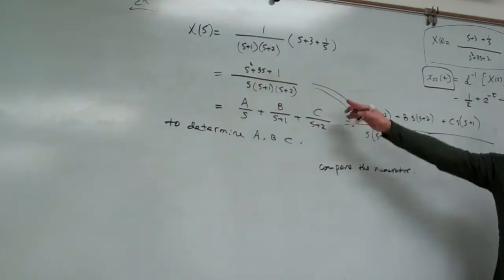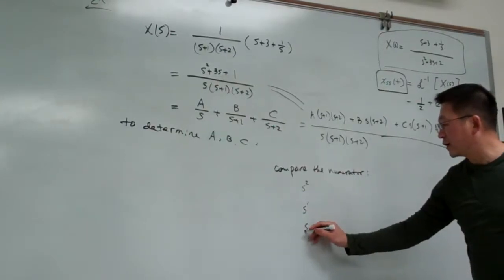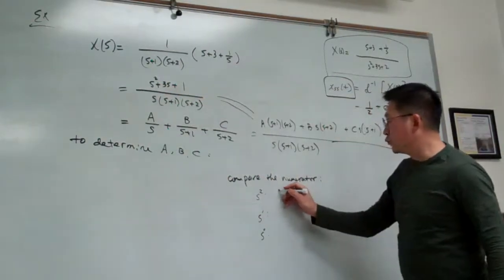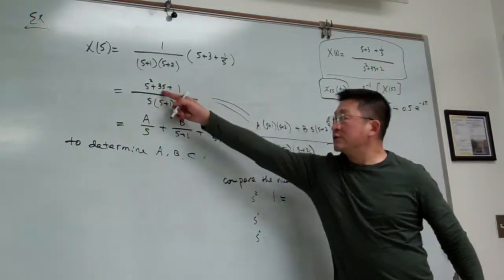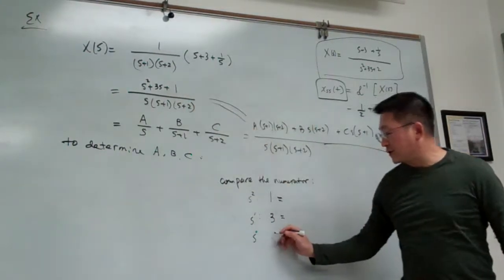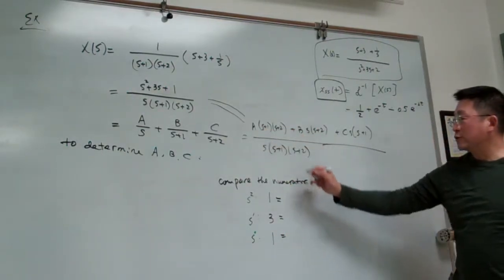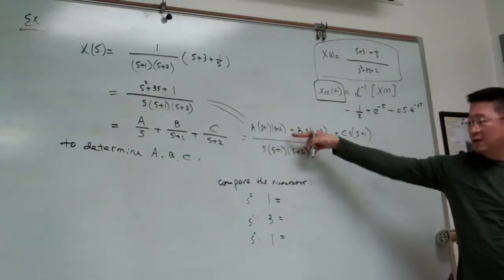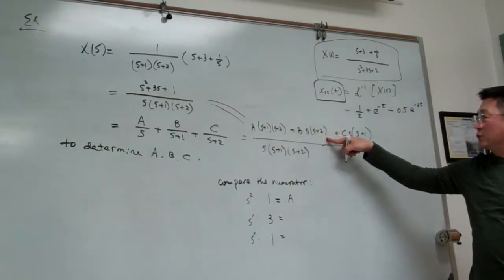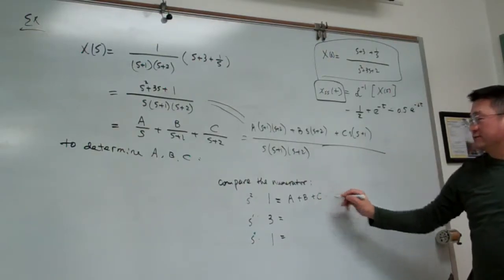The numerator is a polynomial of the second degree, so S squared, S to the 1, and S to the 0. From this term, the coefficient of S squared equals 1. From this term, the coefficient of S to the 1 equals 3. From here, that coefficient equals 1. On this side, the square term: if you expand this one, that will contribute A to the S squared term. You expand this one, that will contribute B. If you expand this one, that will be C. Be good?